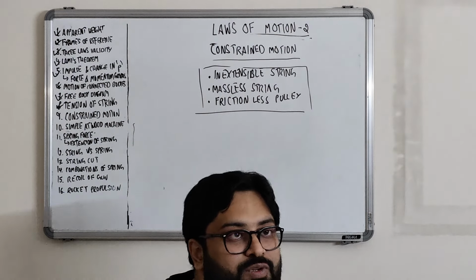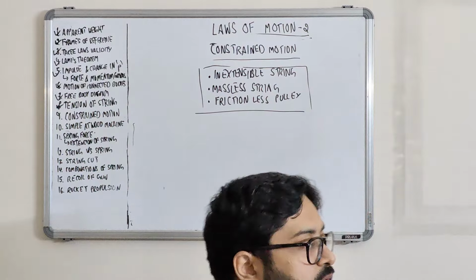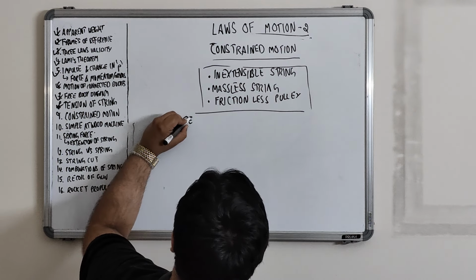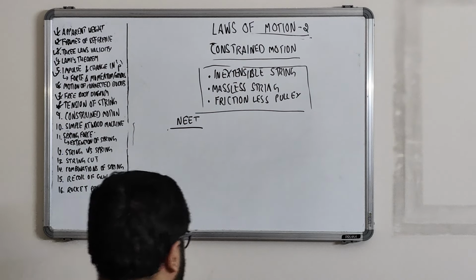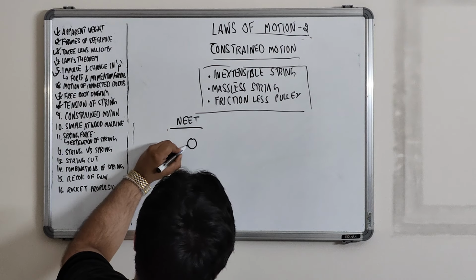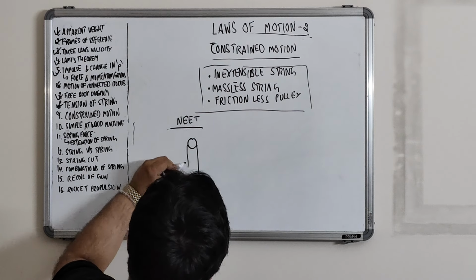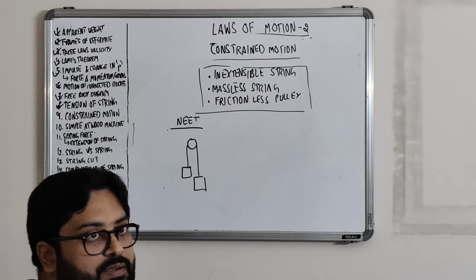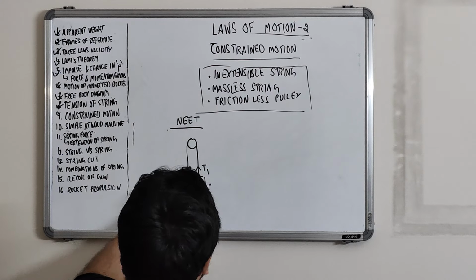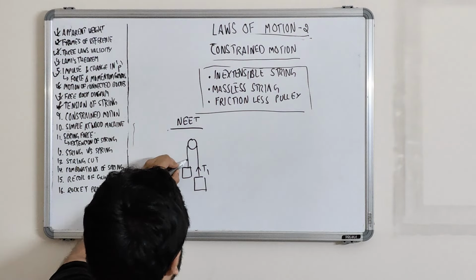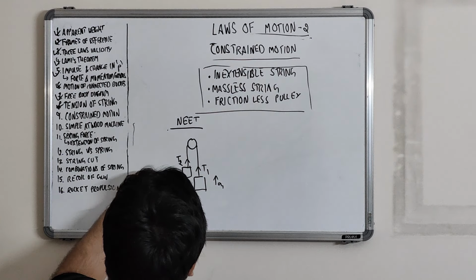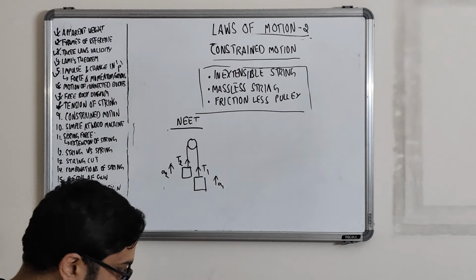When we talk about constrained motion, we have two different kinds of things when we talk about different competitive exams. Let's talk about the NEET one first. So we have this pulley, there are these two loads. This is experiencing a tension T1, this is experiencing a tension T2, with an acceleration A1 and an acceleration A2.